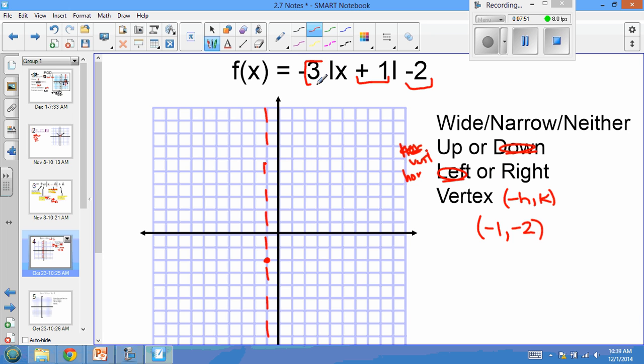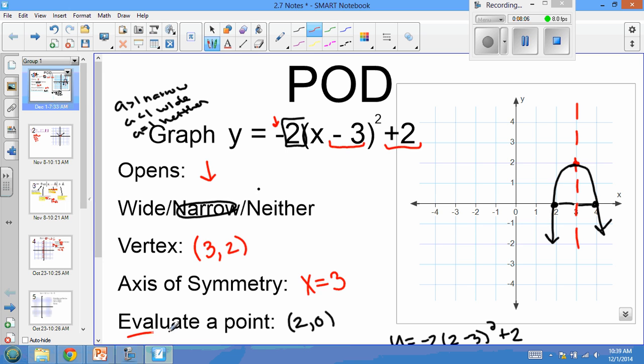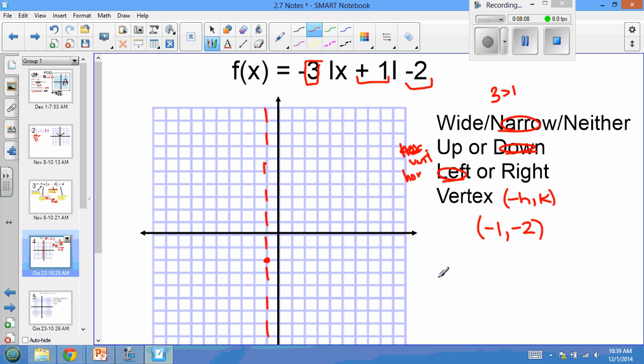Okay, then my wide, narrow, or neither. Remember, you're looking at just the number, not the sign. So I have 3, which is greater than 1. So I'm narrow. Does this look like a V? No, so I'm still missing my point. So just like our POD, we had to evaluate a point. So I'm going to evaluate a point.